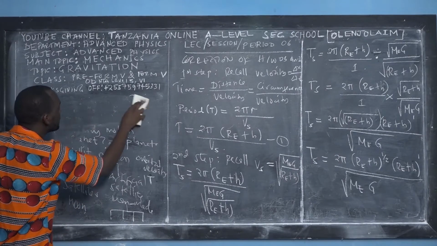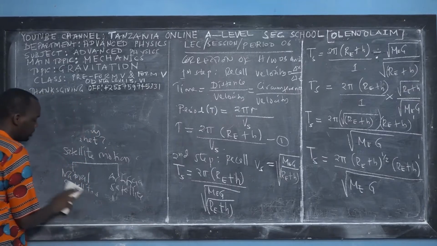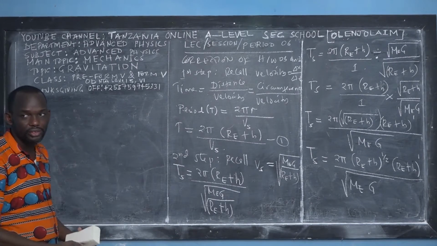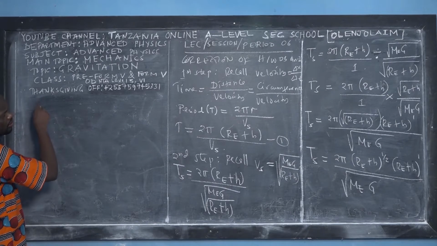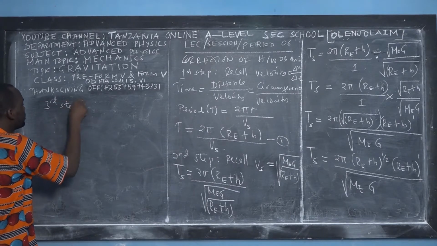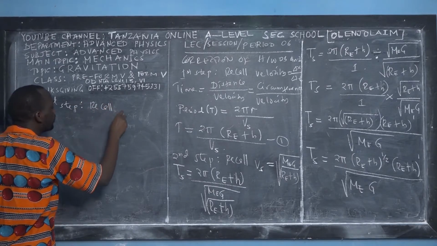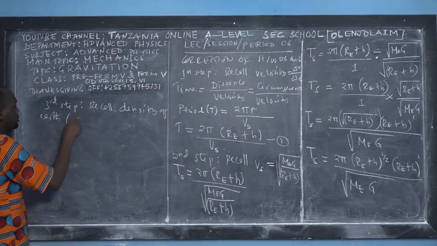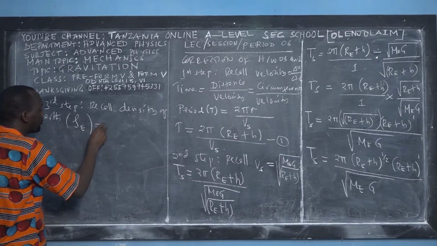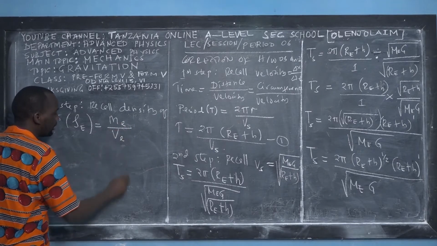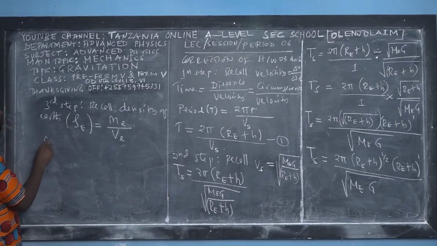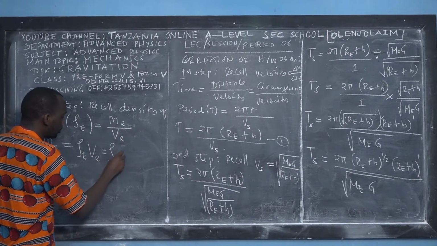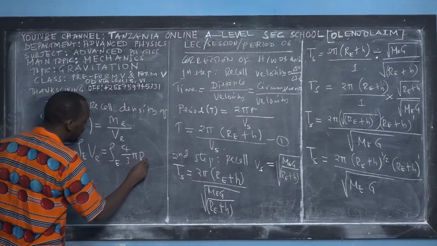The question asks us to derive the formula that determines the period of the satellite as a function of the density of S. So the third step is to recall the formula of density. The density of S is the mass of S over the volume of S. So the mass of S is equal to density of S times the volume of S. S is a sphere, so its volume is 4 over 3 pi times the radius of S cubed.